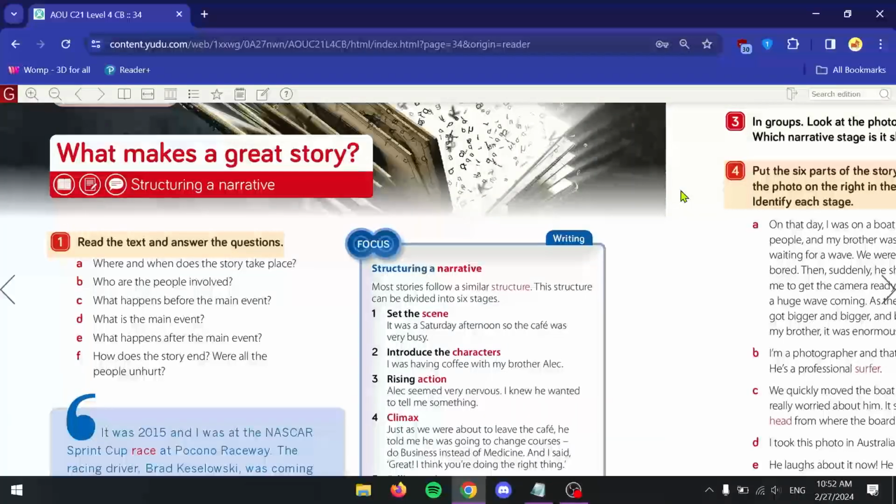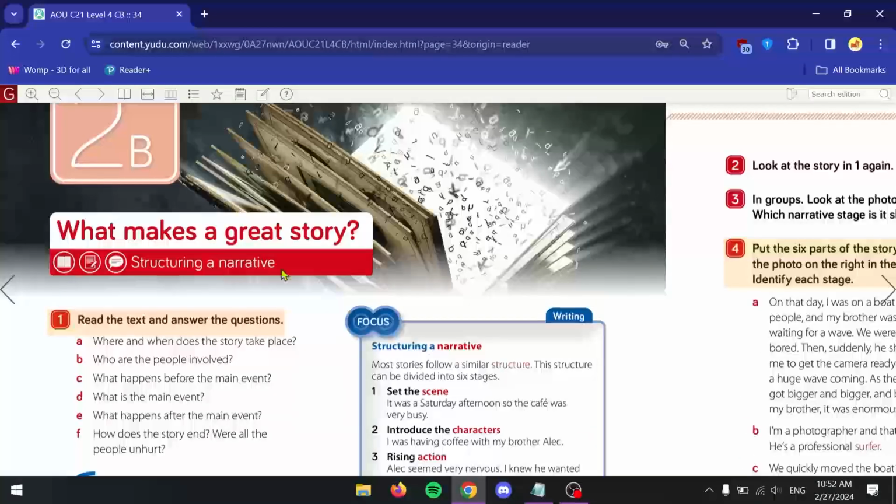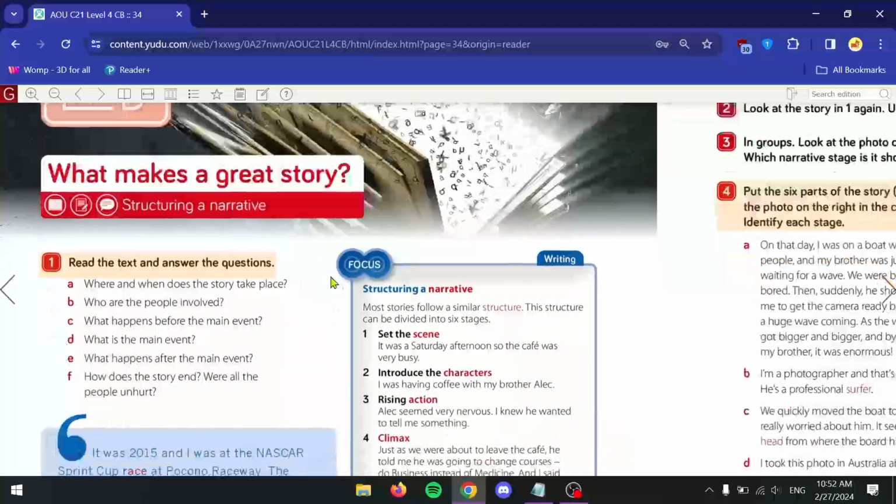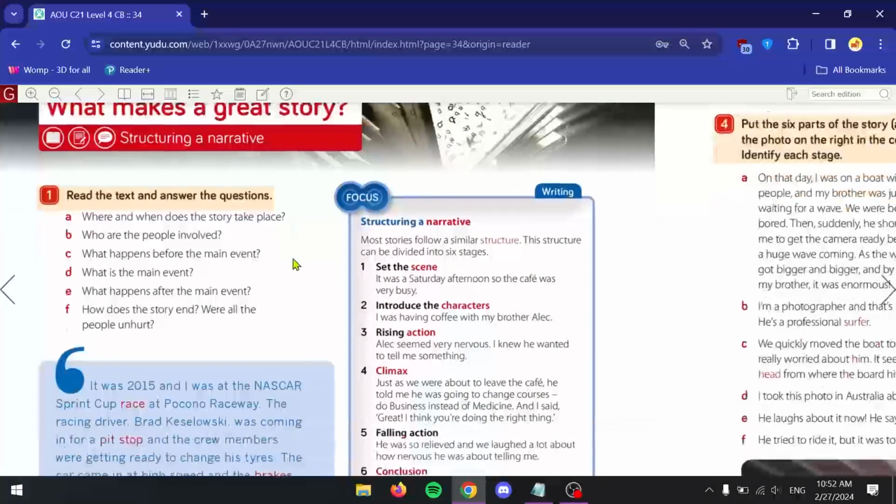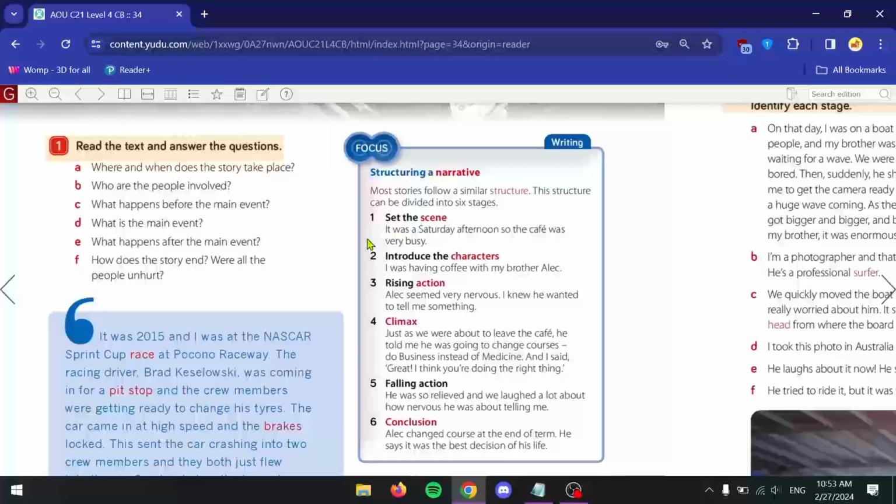In this video we're going to be going over the second part of Unit 2, Unit 2B, and what makes a great story. We're still continuing with our stories. Before we dive into our reading, I want to focus on this writing focus right here, something called structuring a narrative. When you're writing a story, we follow a similar structure, divided into 6 different stages, and this helps to paint a vivid picture for the person reading your work. So let's start with stage 1, which is set the scene.